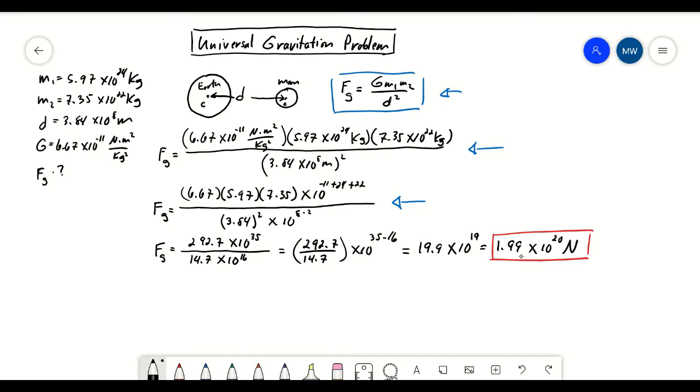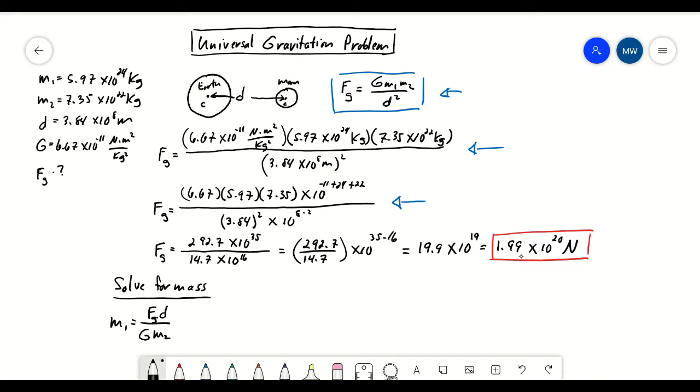There's also an option where this is solved for force here, but we also may need to solve for mass. And if we solve for mass, a little bit of algebra will rearrange this. m1 equals force of gravity times our distance squared divided by big G, the universal constant, and m2. m1 and m2 are interchangeable in this case.